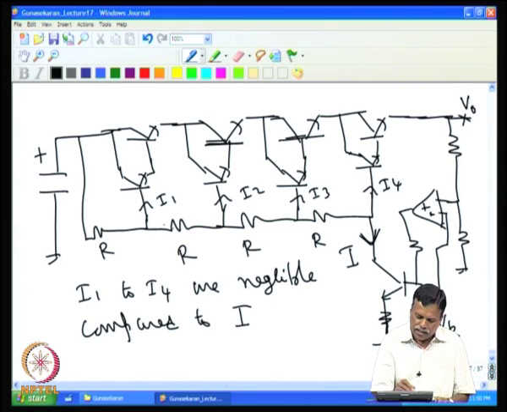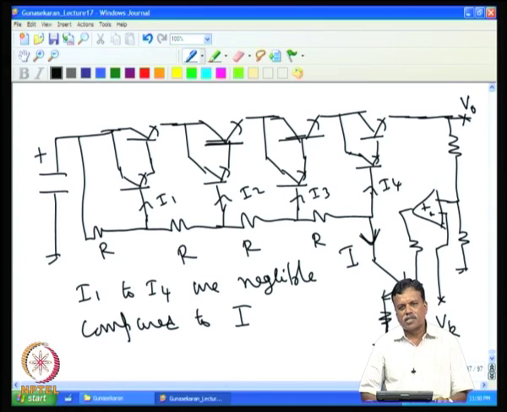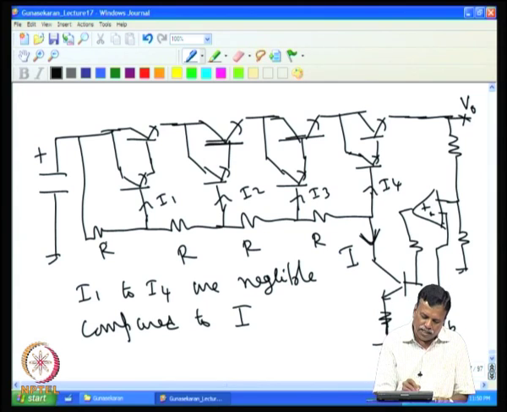Compared to this current, these I1, I2, I3, I4 are negligible. That is a must for this design to be successful. So, if that is the case, then we know that the current flowing here, the voltage across this, across this, across this and across this will be equal, because the resistors are equal and the same current is flowing, because I1, I2, I3 are negligible.